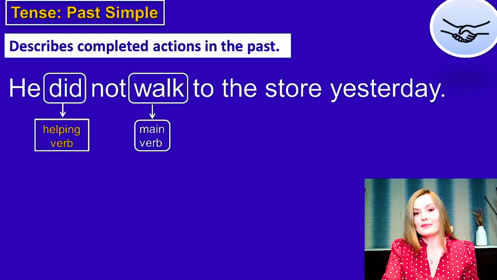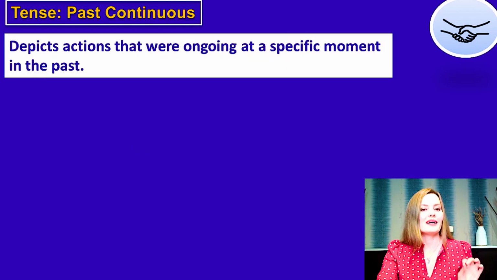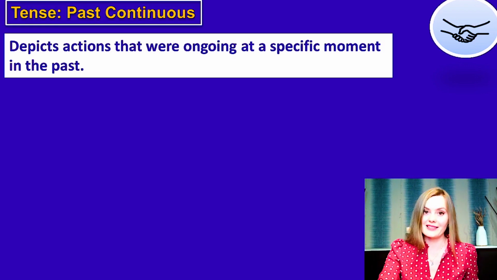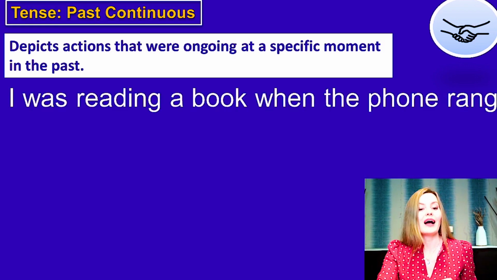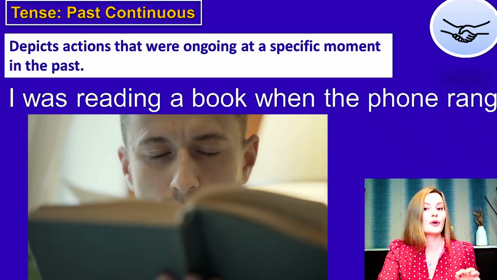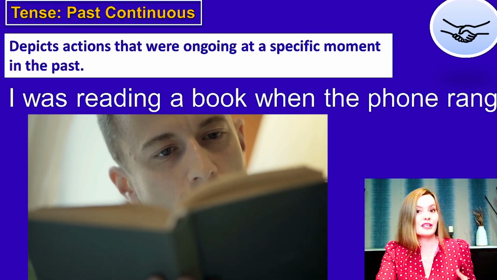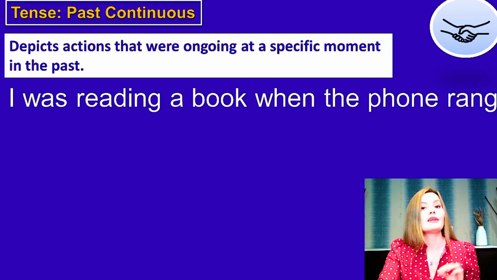Did is the helping verb in this sentence. Past continuous tense depicts actions that were ongoing at a specific moment in the past. For example, I was reading a book when the phone rang.